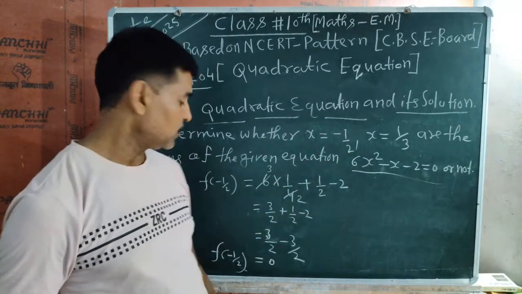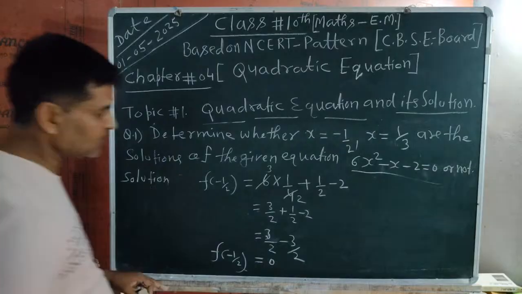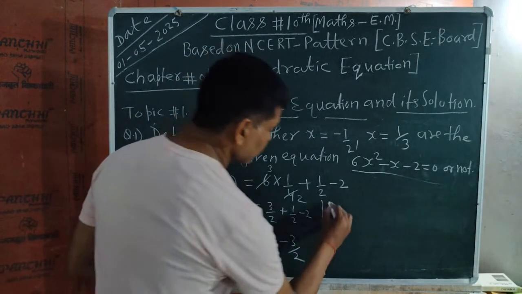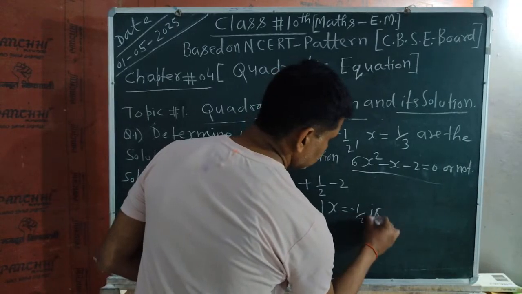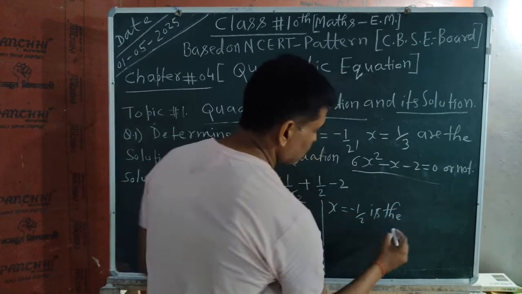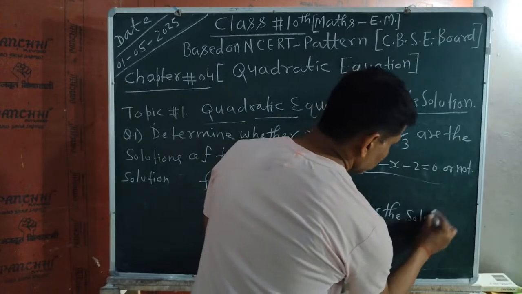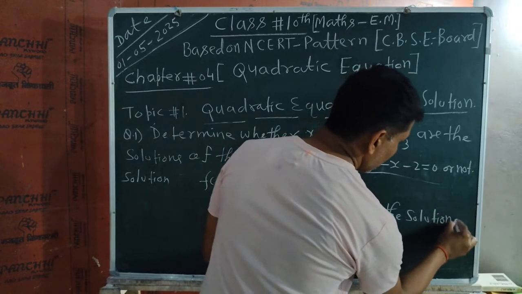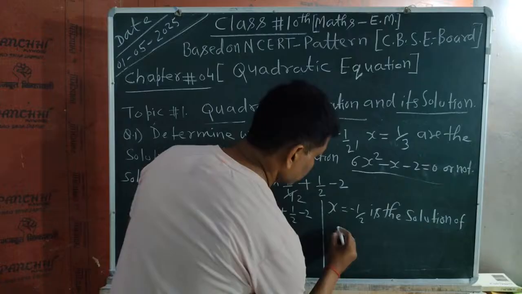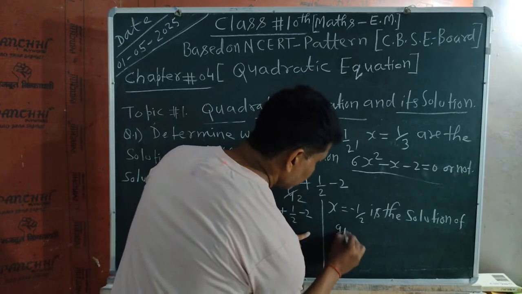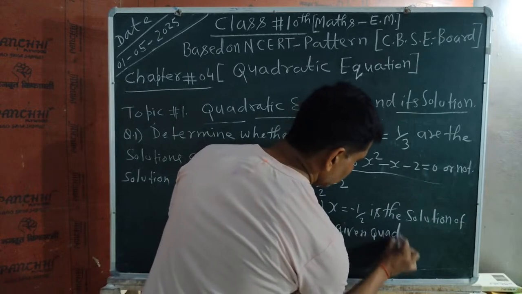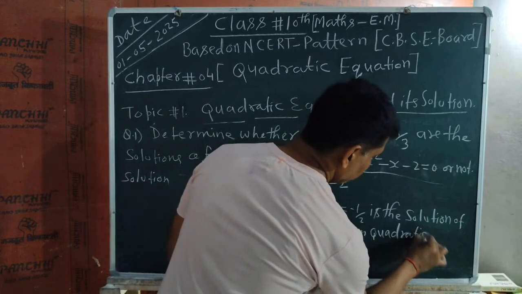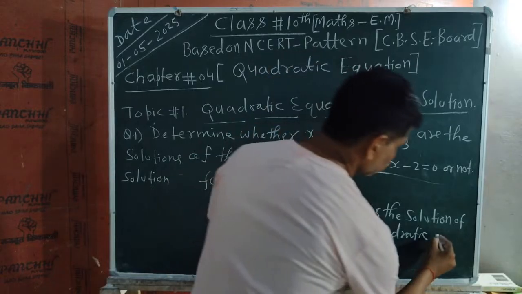Okay, student. So according to this statement, here I will write: x is equal to minus 1 by 2 is the solution of the given quadratic equation.